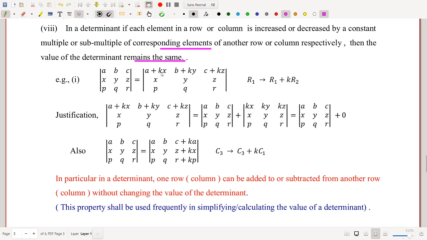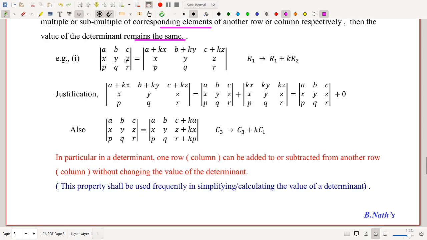Then the value of the determinant remains the same. For example, this is the determinant. What action have we taken? R1 changed to, here we read it not as tends to but changed to, R1 plus kR2, means the first row is replaced by the first row plus k times the second row, multiplying elements in the second row by k and adding. The values of the two determinants are the same.